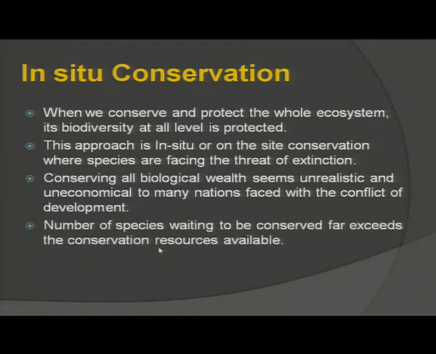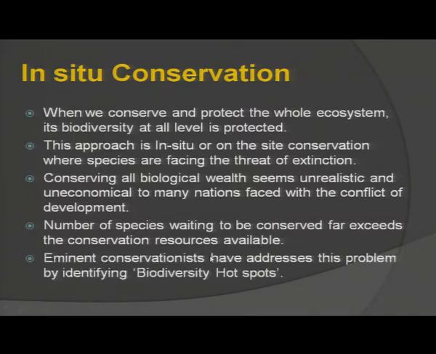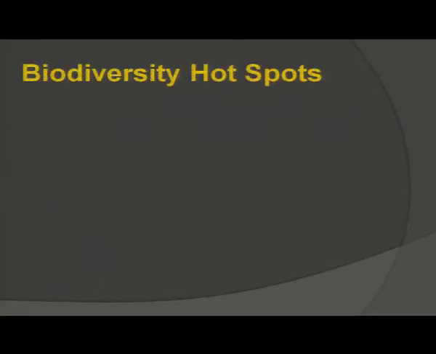There are a number of species which are waiting to be conserved, and this far exceeds the conservation resources available to us. Eminent conservationists have addressed this problem by identifying biodiversity hotspots. Hotspots are certain areas which require immediate attention or immediate protection. So, let us understand what a biodiversity hotspot is.